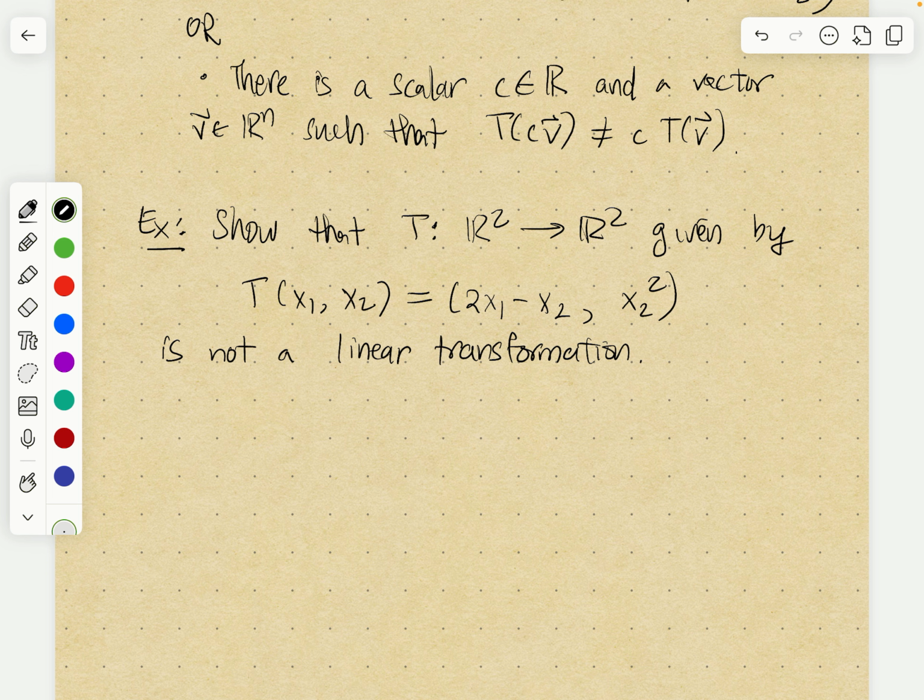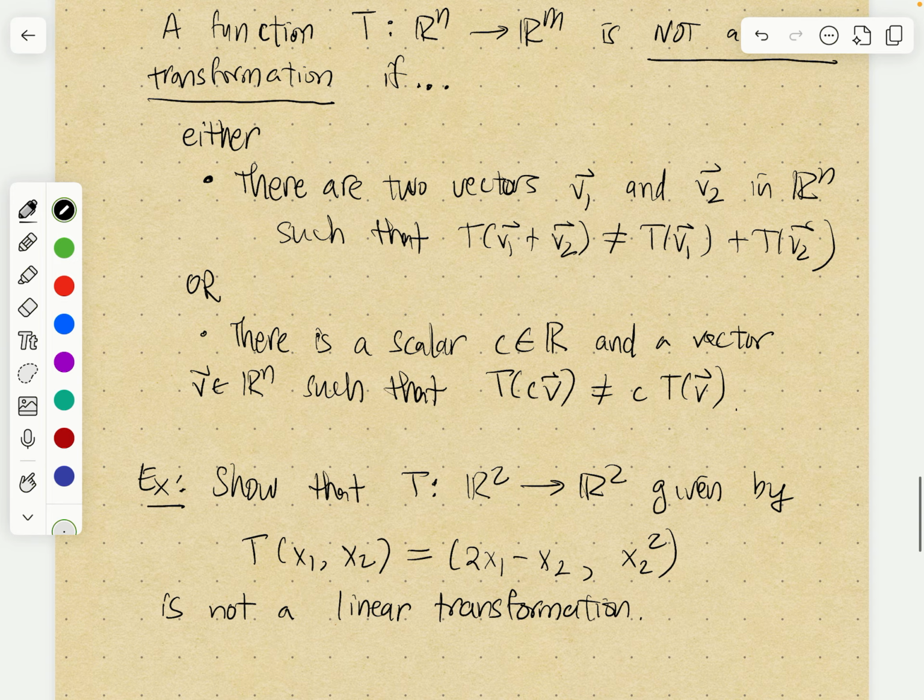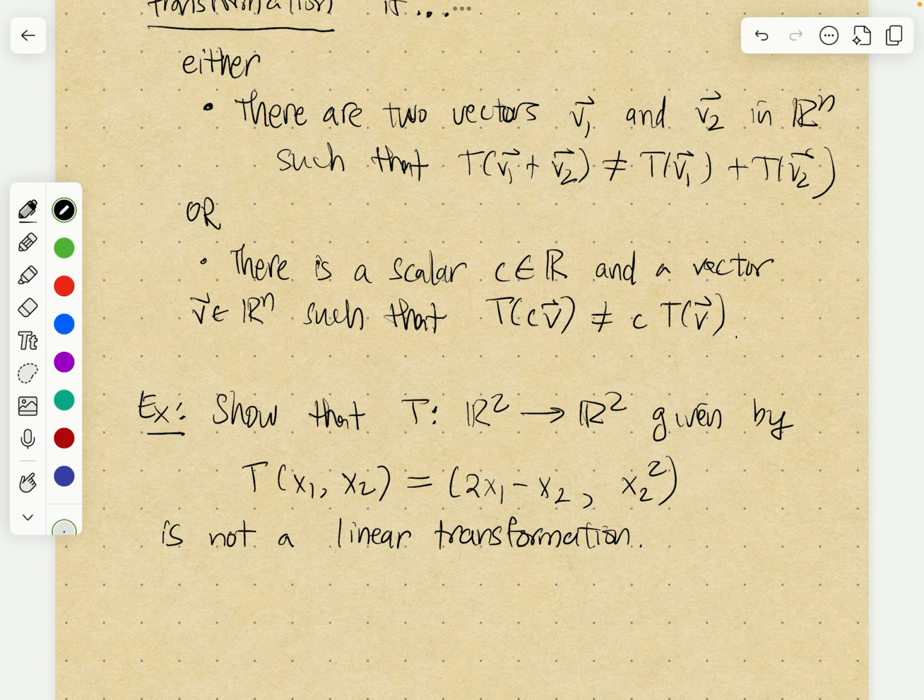Generally speaking, showing that something's not a linear transformation is easier than showing that something is a linear transformation, because all you need to do is come up with a specific example. So what we need to do is show either there's v1 and v2 such that you have this inequality, or there's a c and a v such that you have that inequality. Now you have your choice. Since we're given that this function is not a linear transformation, you know that you're going to be able to do one of those things, but you're not told which one.